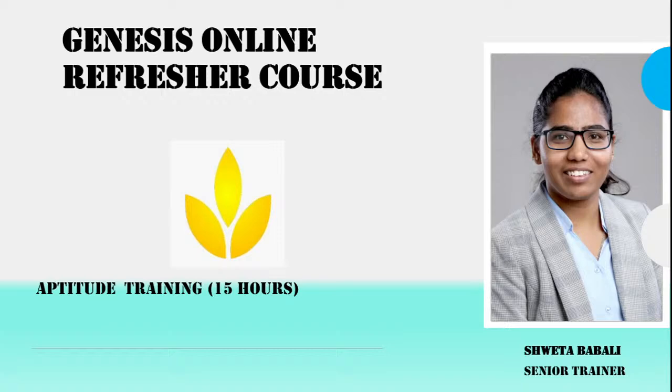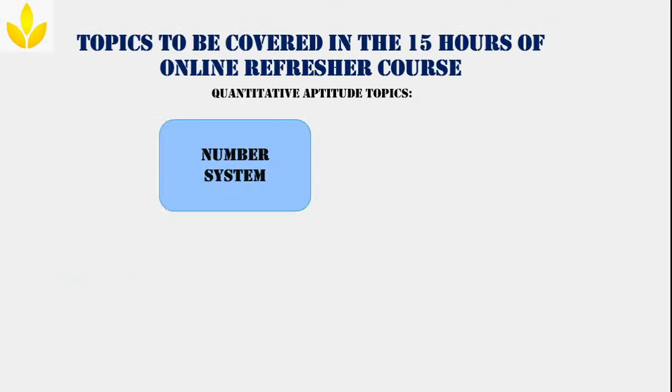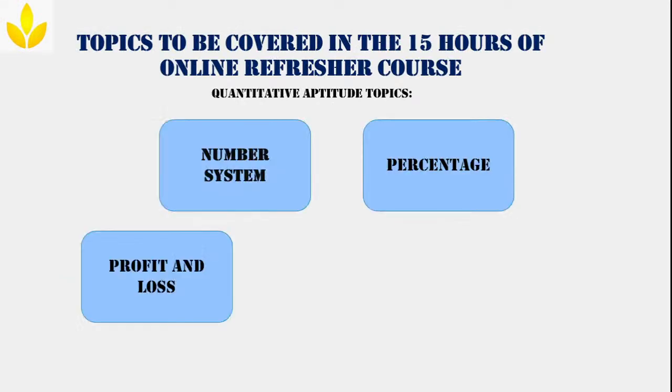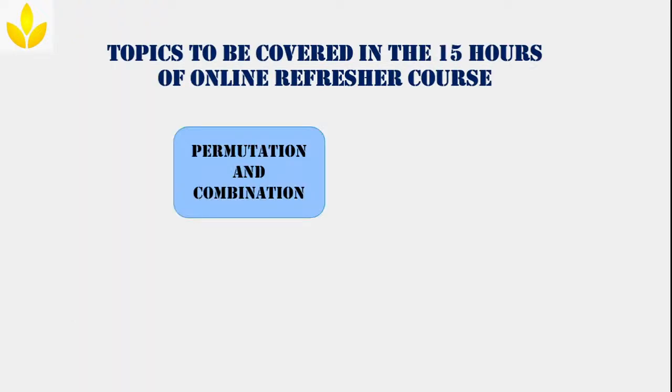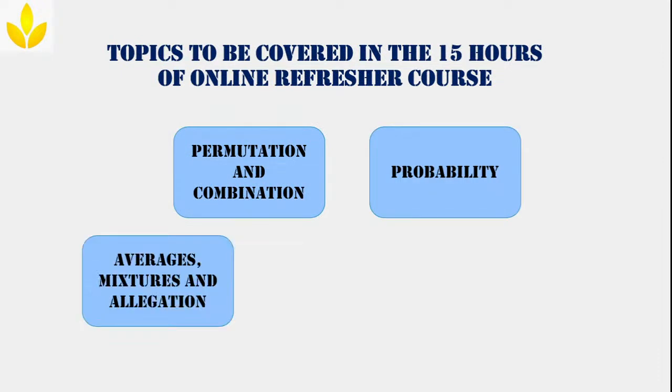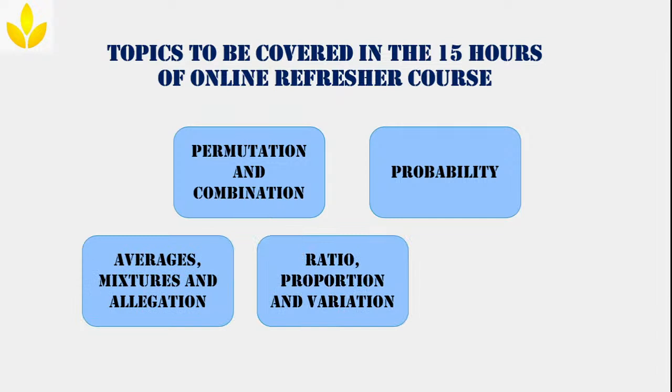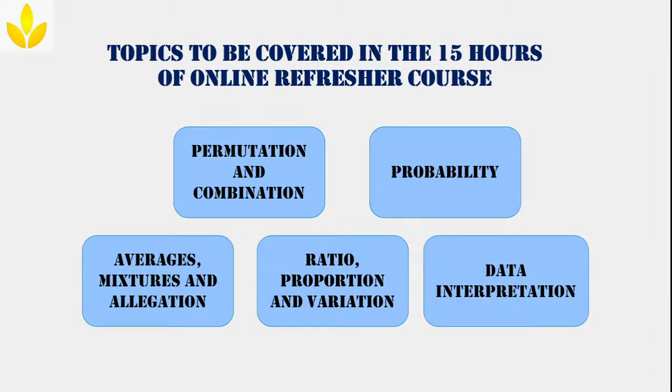In this class, again we'll be talking about the aptitude training itself. We have already completed all the quantitative aptitude topics, as I said: number system, percentages, profit and loss, time, speed and distance, time and work, permutation and combination, probability, averages, mixture and alligation, ratio, proportion and variation, data interpretation. All these topics have already been completed.